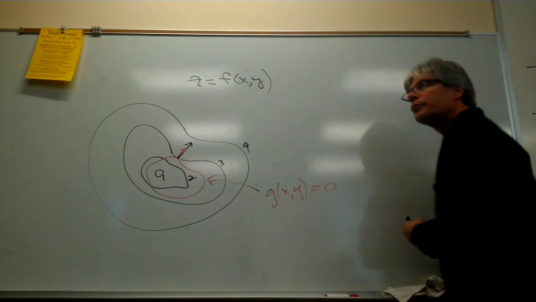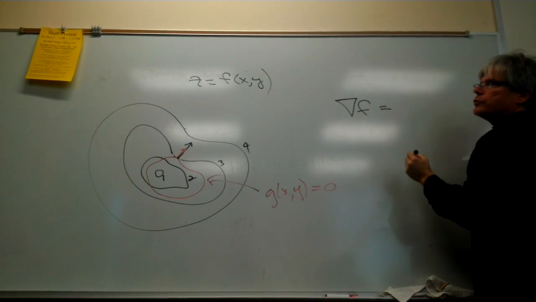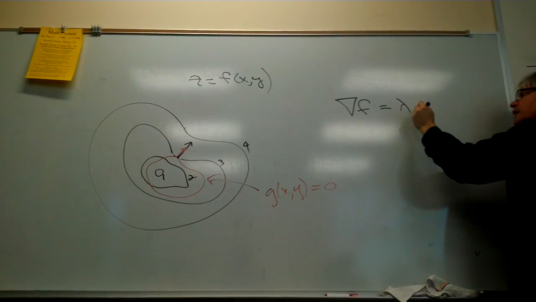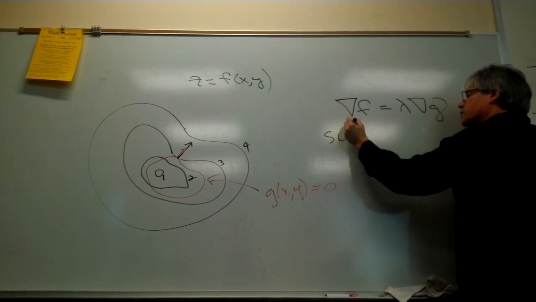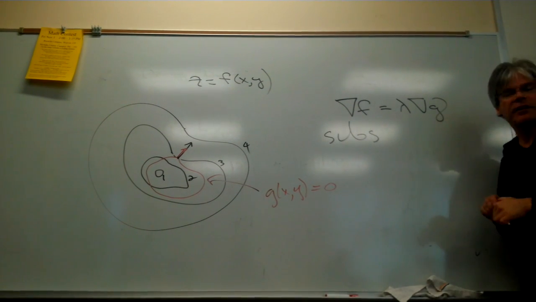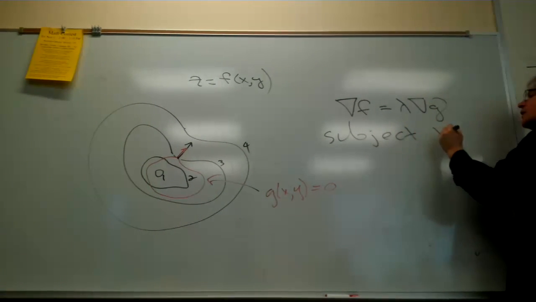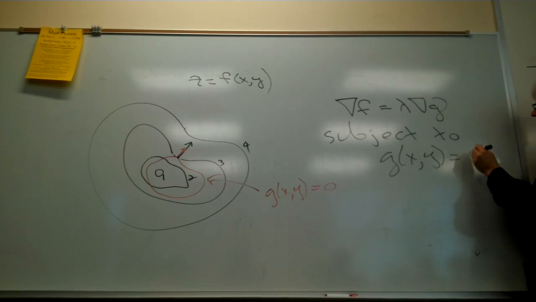It's going to occur when the gradient for f is equal to, can I say a scalar multiple, lambda times the gradient for g? Subject to, I can spell subject, I really can. Subject to the constraint relationship that g as a function of x and y is simply equal to 0.